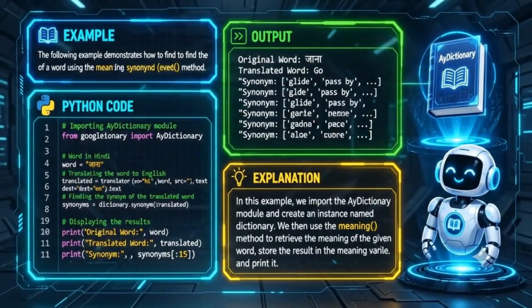Explanation. In this example, we import the AyDictionary and Google Trans modules and create the translator and dictionary instances. A Hindi word is first translated into English using the translator instance. Then, the dictionary instance is used to find its English synonyms.